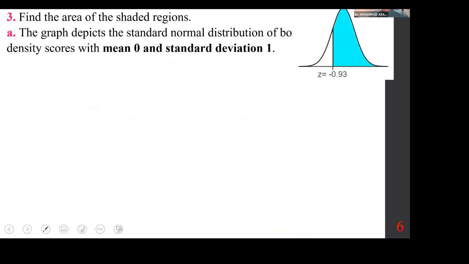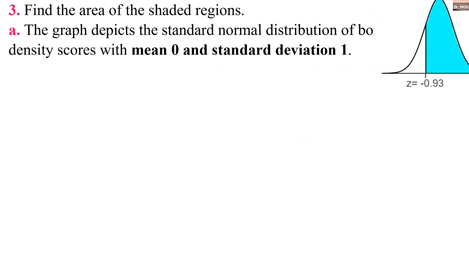Find the area of the shaded region. The graph depicts the standard normal distribution for the bone density scores with mean 0 and standard deviation 1. So we want the probability of z larger than this number when mu and sigma are given. So number 1, right, mu is 0, sigma equals 1.